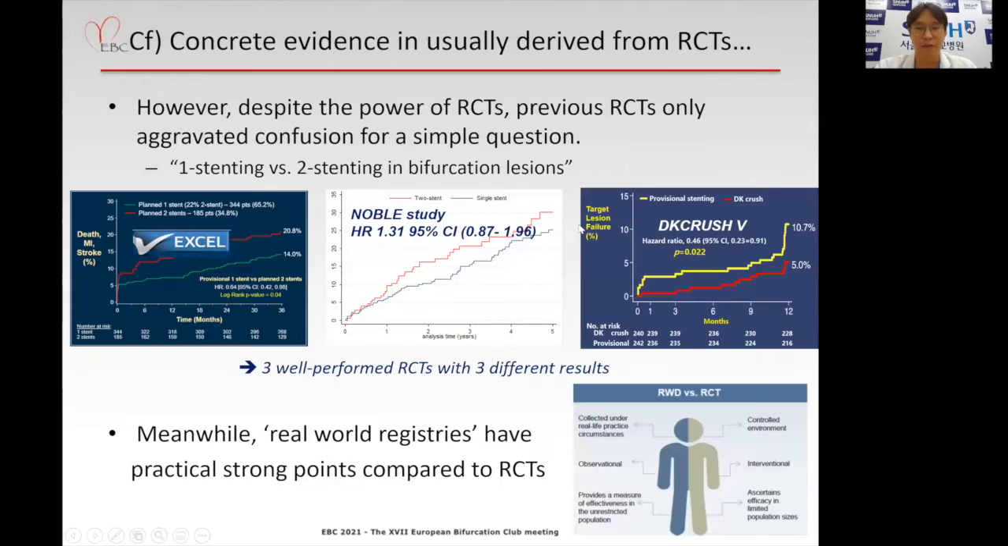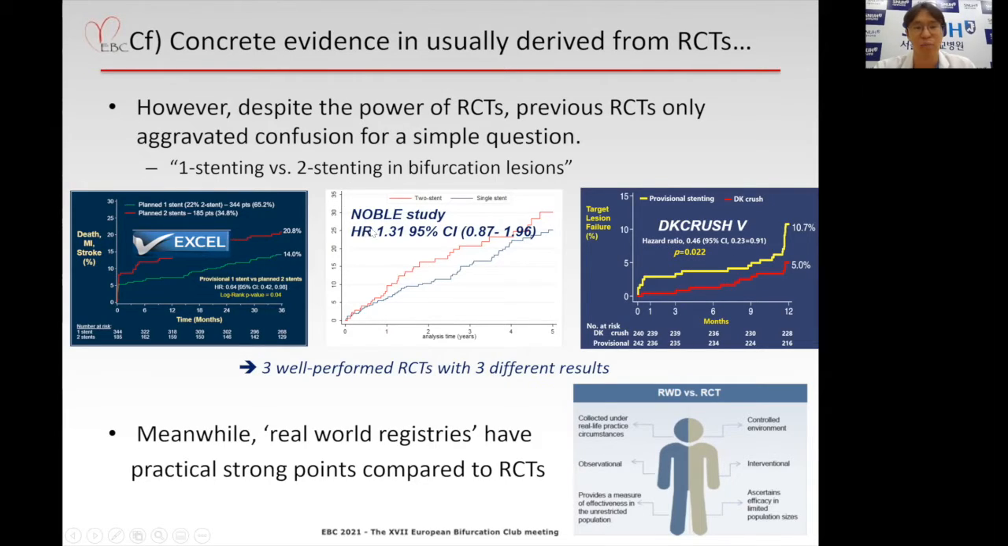bifurcation PCI. Just to give you a slight overview of the importance of a registry: although the clinical evidence that we use in medicine is usually derived from RCTs, previous RCTs regarding bifurcation lesions have not given a concrete answer, but rather aggravated confusion even for the simplest question, which is, should I use one stenting or two stenting for bifurcation lesions?